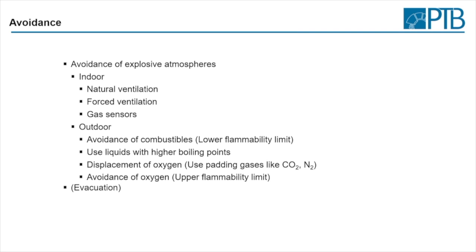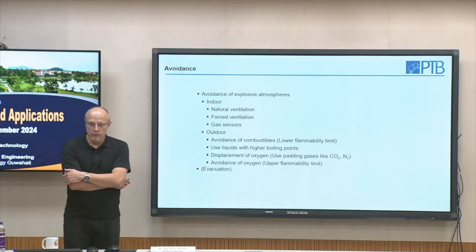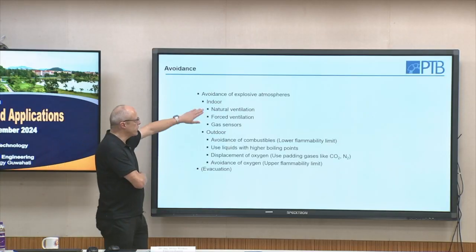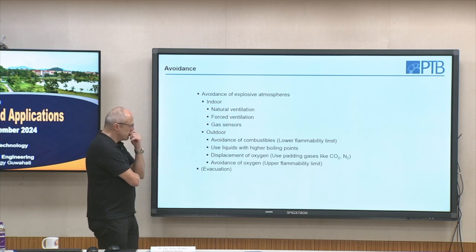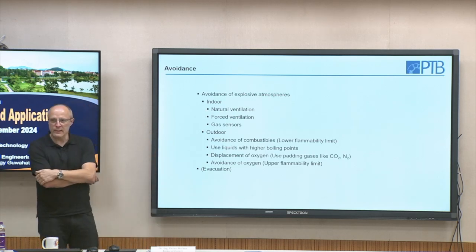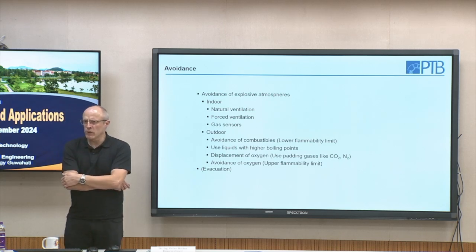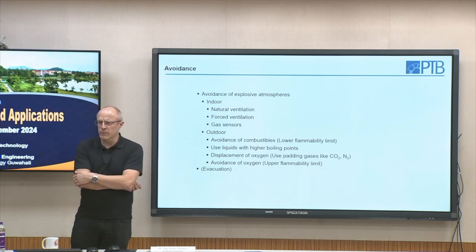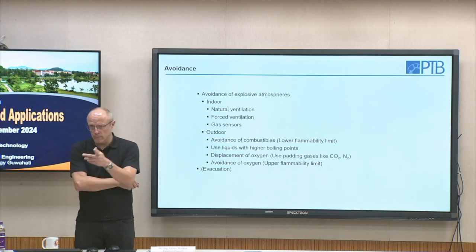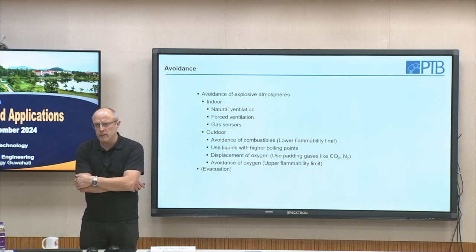So when we talk about avoidance of explosive atmosphere, that's the best and simplest method. If we don't have a hazardous atmosphere, no explosion can occur. So indoors we use natural ventilation, forced ventilation, but also you can use proper gas sensors in your lab. I don't know, do you have gas sensors in your lab where you deal with combustibles? You have dealt mainly with liquids, but later you have dealt also with biogas, right?